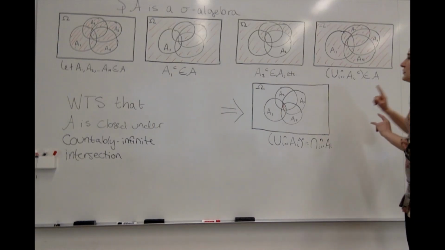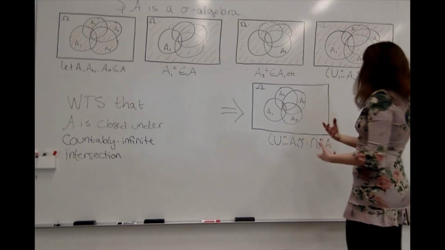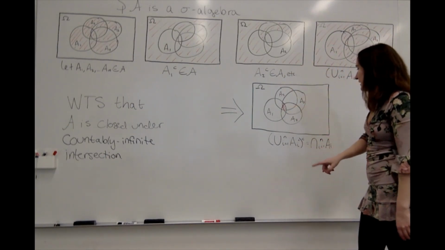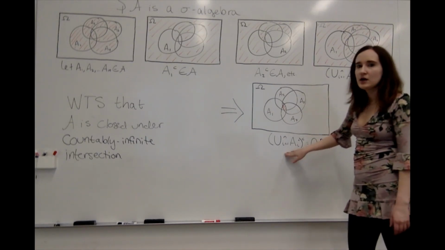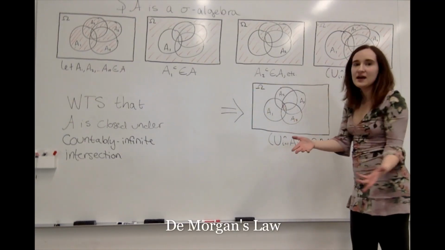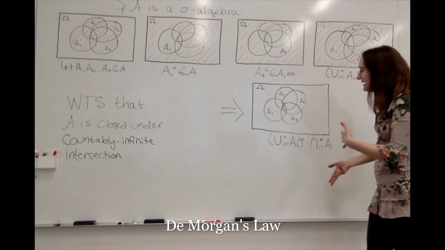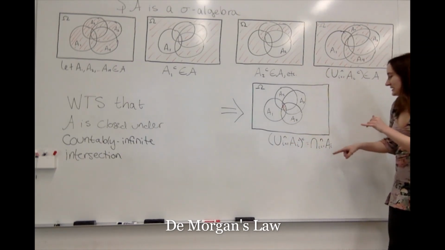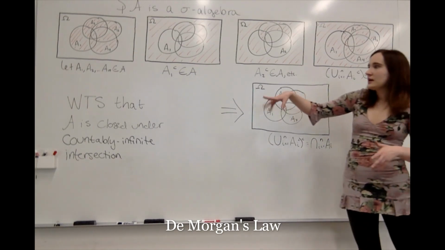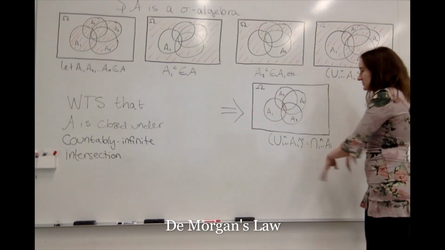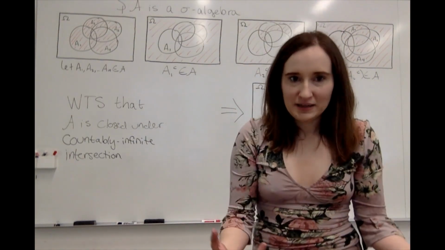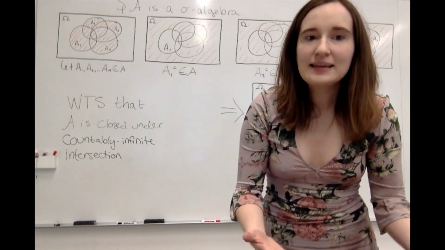So what does that all mean? Well, remember that it's closed under complementation, so we're going to take the complement one more time. We take the complement of this whole thing, and we get just the center here. So we have the complement of the countably infinite union of the complements of the elements of the sequence in the sigma-algebra, and that is an element of our sigma-algebra. And if we invoke De Morgan's law here, we can see that the countably infinite intersection of elements in the sequence in our sigma-algebra is itself an element of the sigma-algebra. So we've shown here that any sigma-algebra is closed under countably infinite intersection.